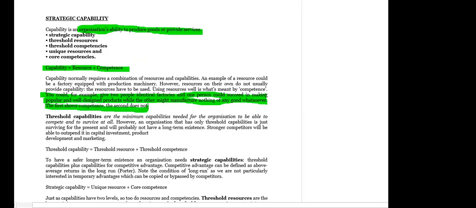I mean, both persons had the same resource, that is identical factory, yet one of them was tall structure, small structure, narrow structure.